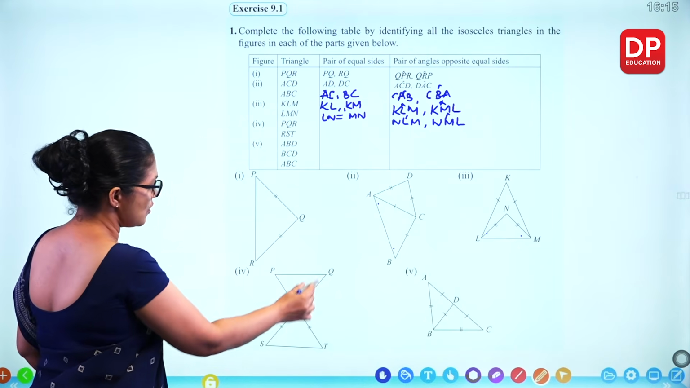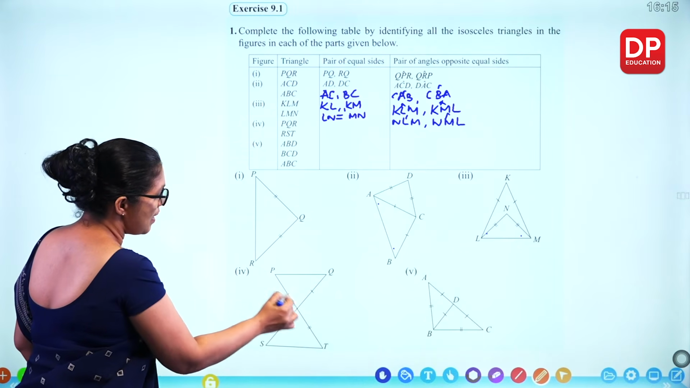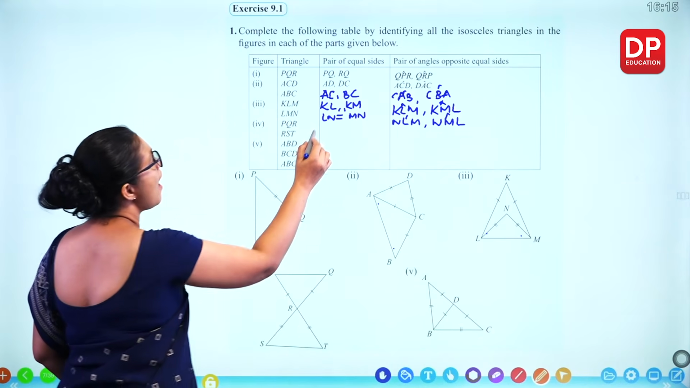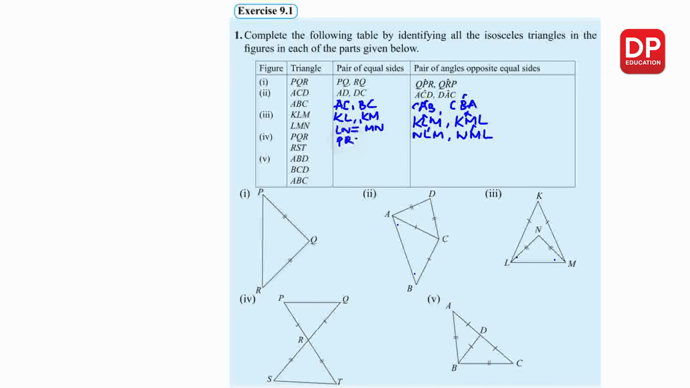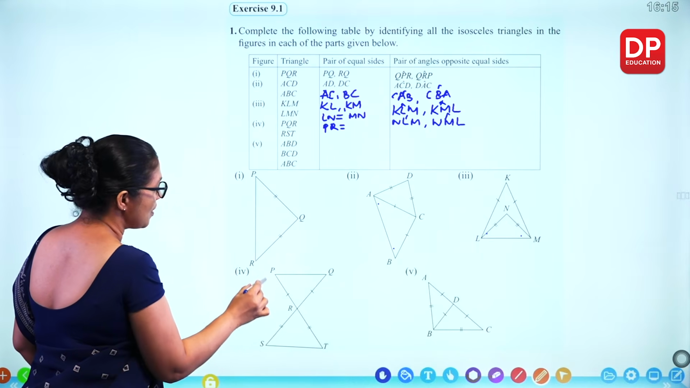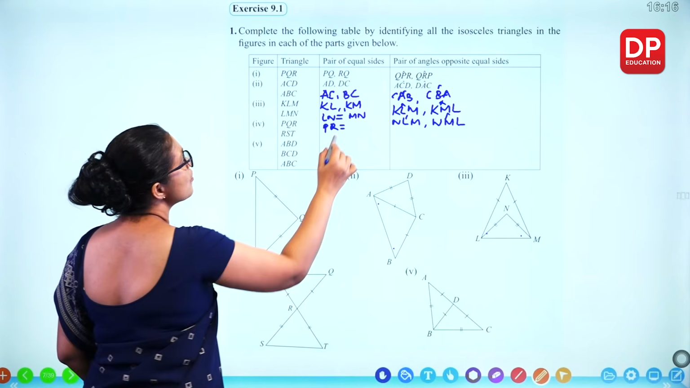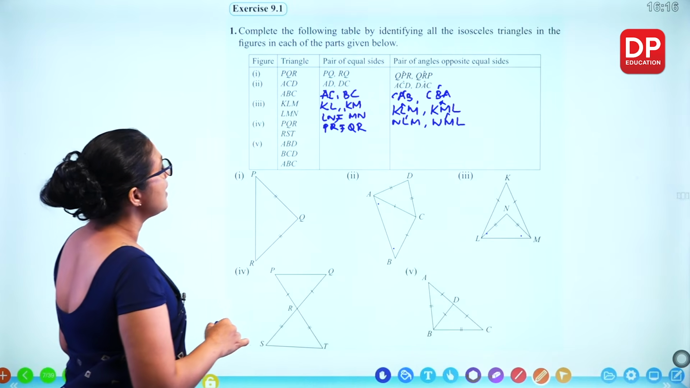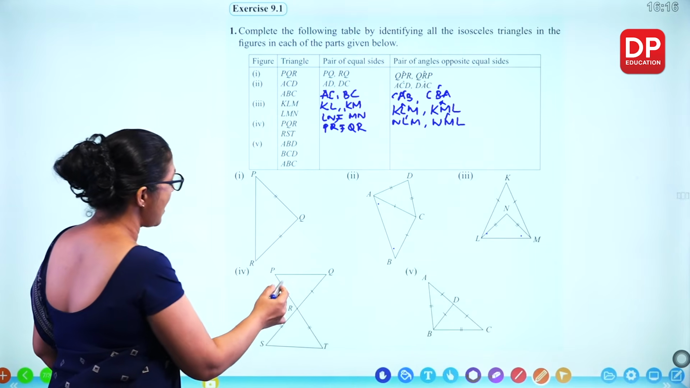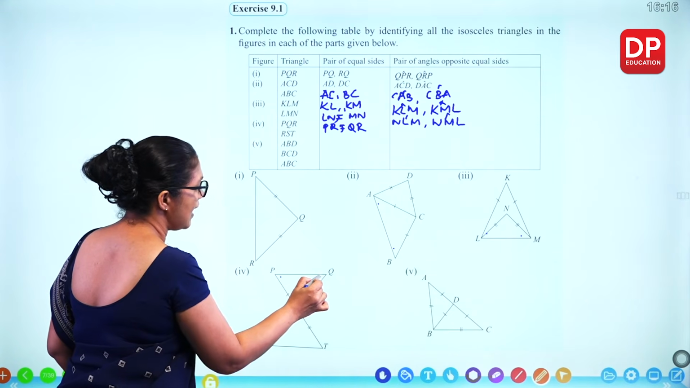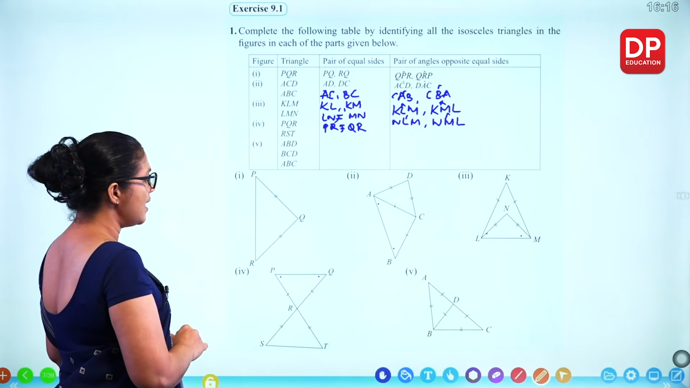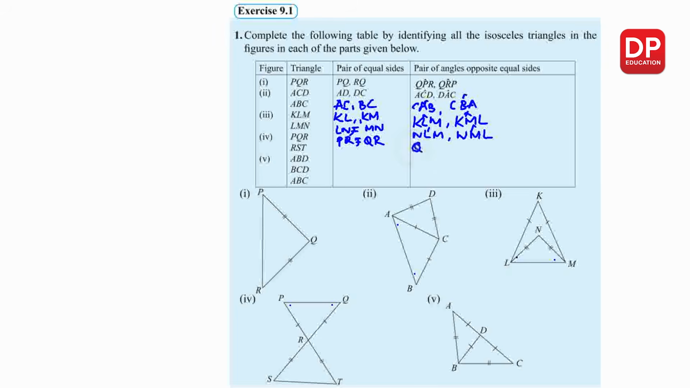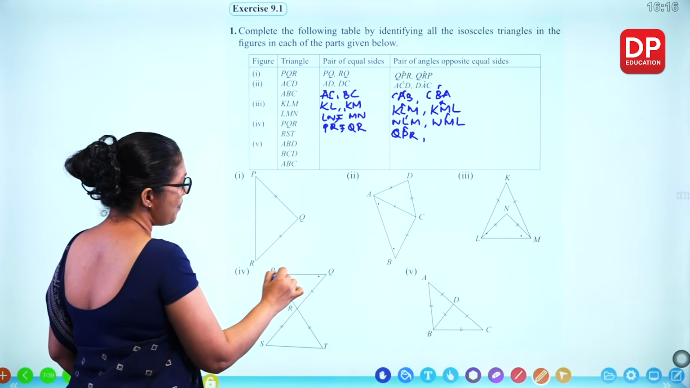PQR triangle in this one. So you have given these two lengths are equal. PR equals to PR and QR. So no need to write. Here we write comma. And here what's the angle? Equal this angle and this angle. So here QPR and RPQ.